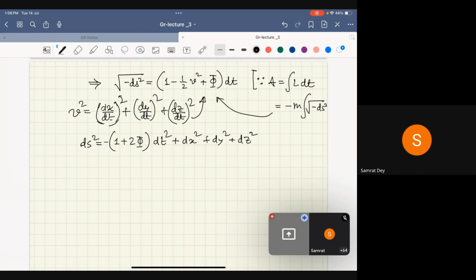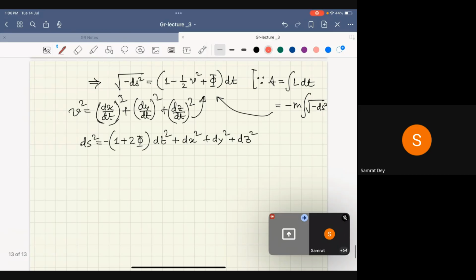This equation immediately tells us two things. One is that gravitational potential can affect or change the metric, and this also tells us that we can always think of phi, the gravitational potential, as being equivalent to the metric. Of course, this is not the full picture. There will be changes here also, but that discussion I am not doing right now.